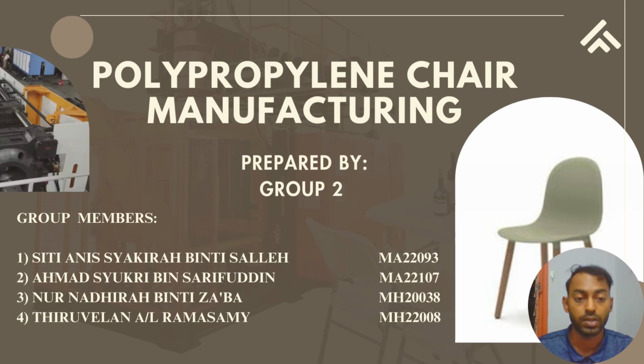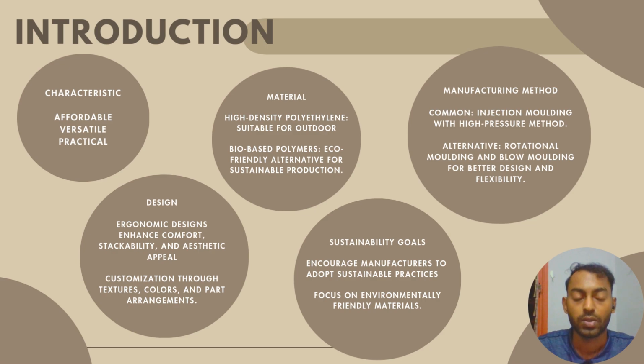So moving on to the next slide. As for the introduction, I'll be presenting a few key points involved in manufacturing a common chair. The first one is the characteristics. As we all know, a common chair is known for being versatile, practical, and affordable. The material used is usually high density polypropylene, which is suitable for both outdoor and indoor use.